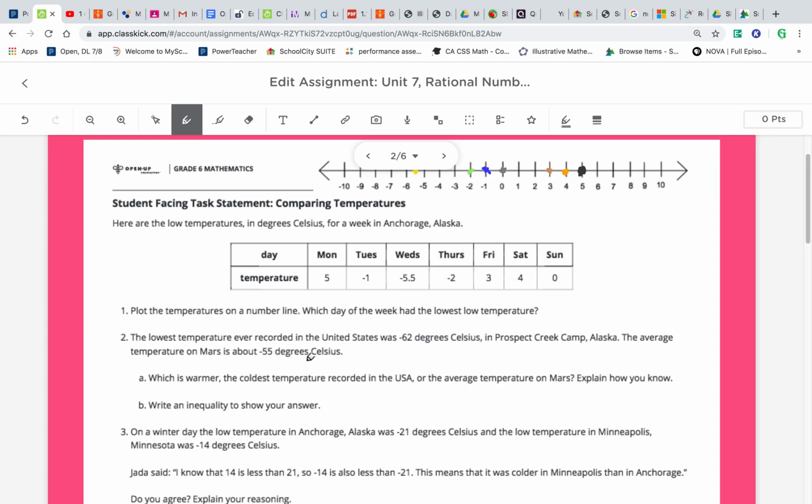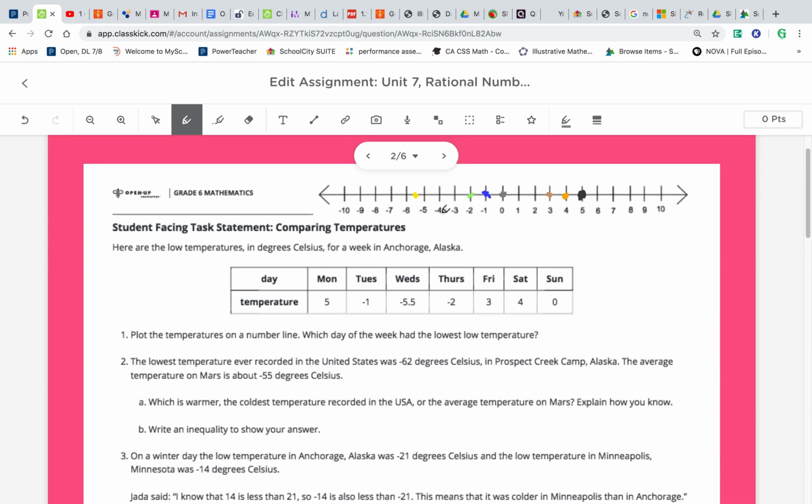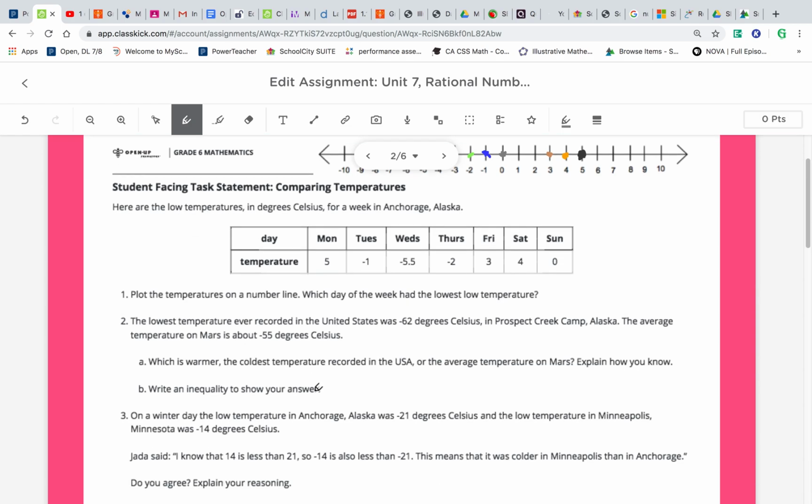This is annoying. Okay, so, well, the coldest temperature would be the one furthest from 0, and if we were to look at this number line for reference, -62 is going to be even further left than -55. So the US was colder, so if they ask us which one is warmer, well, the average temperature on Mars is actually warmer than the coldest temperature ever in the USA. Okay, that's not the average temperature in Prospect Creek Camp, Alaska, but it's the coldest temperature, and that's actually colder than the average temperature on another planet, Mars. So interesting. Okay, so write an inequality to show your answer.